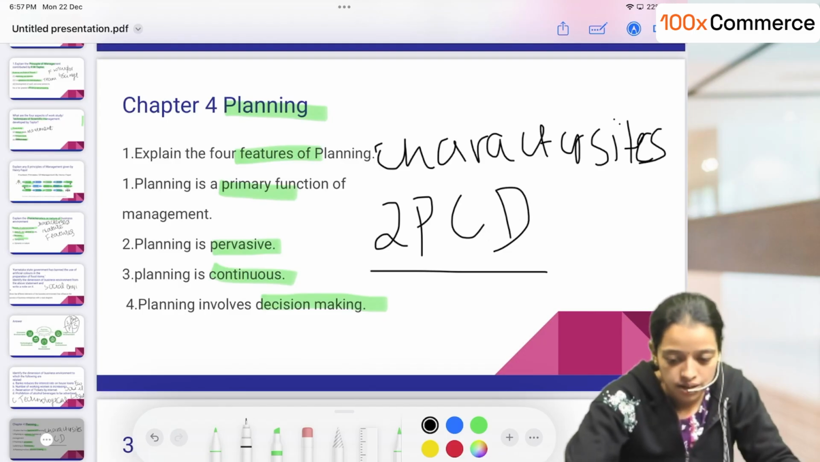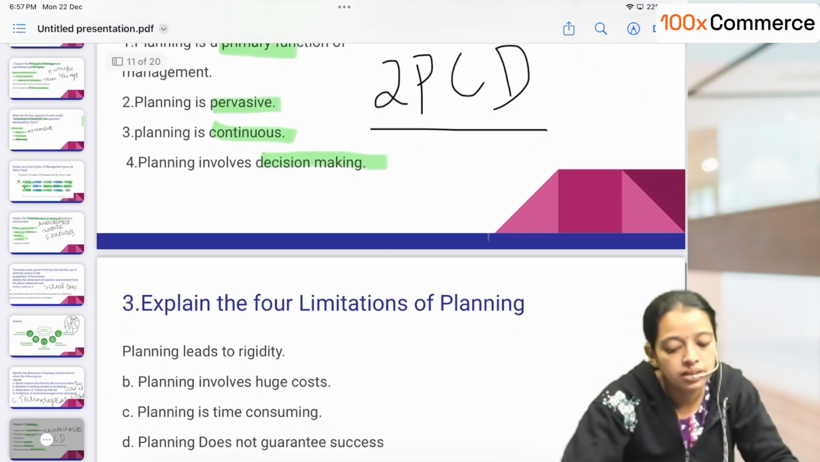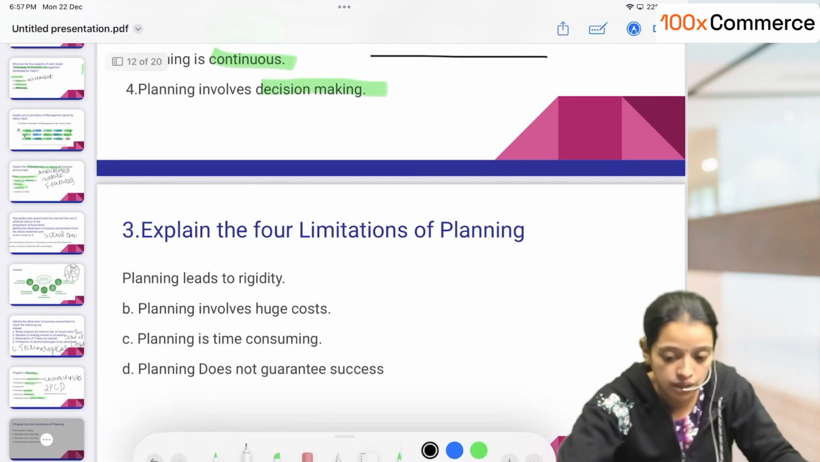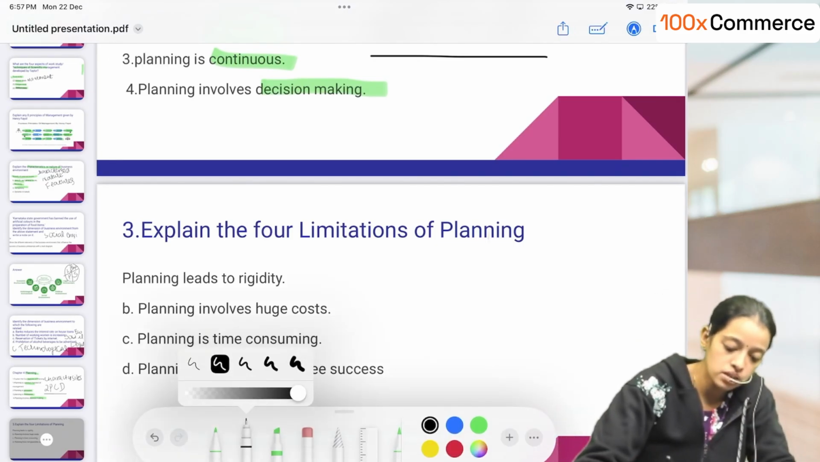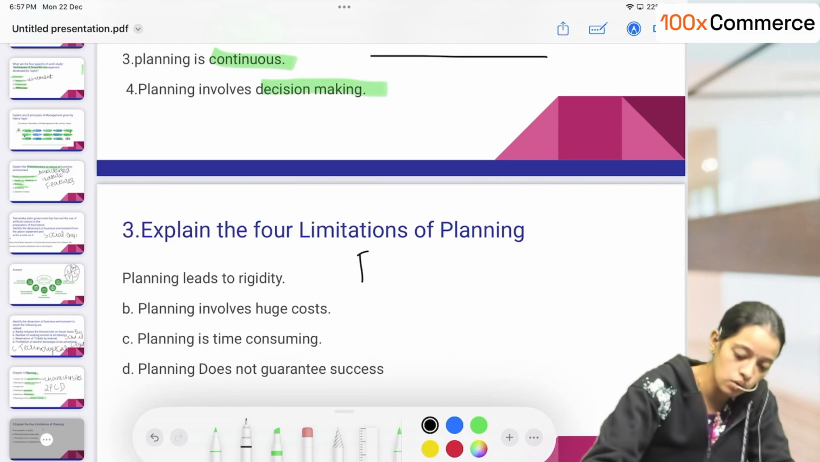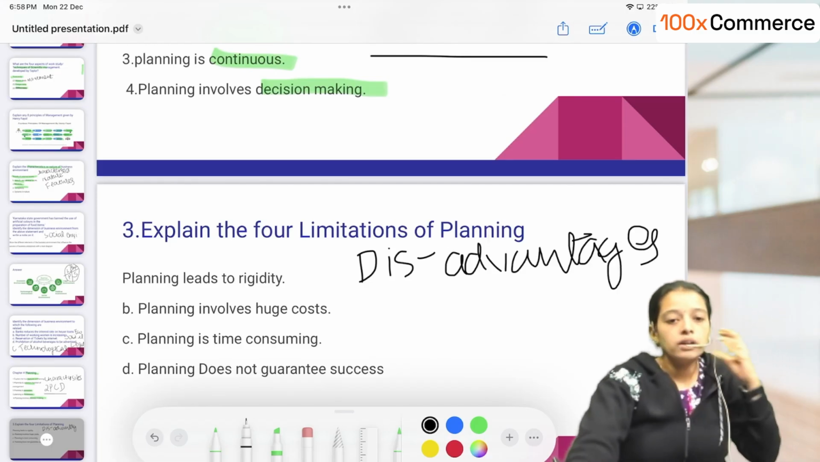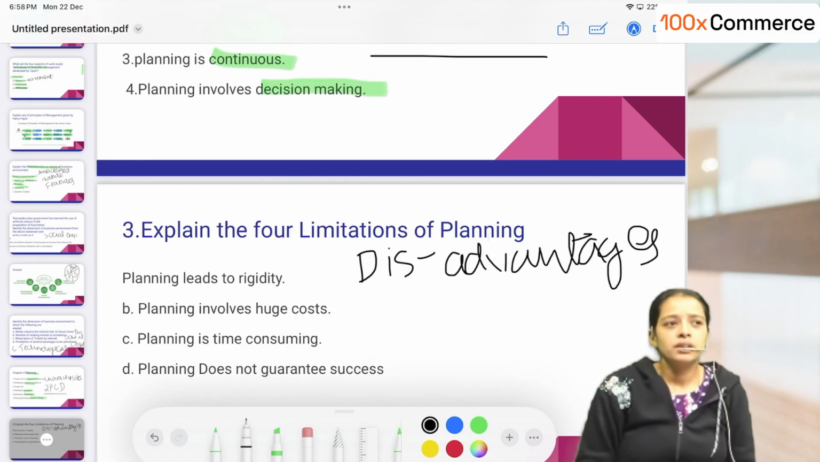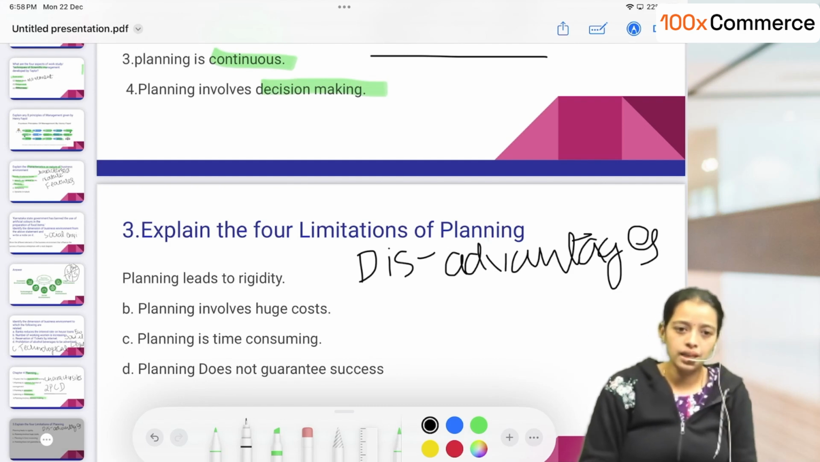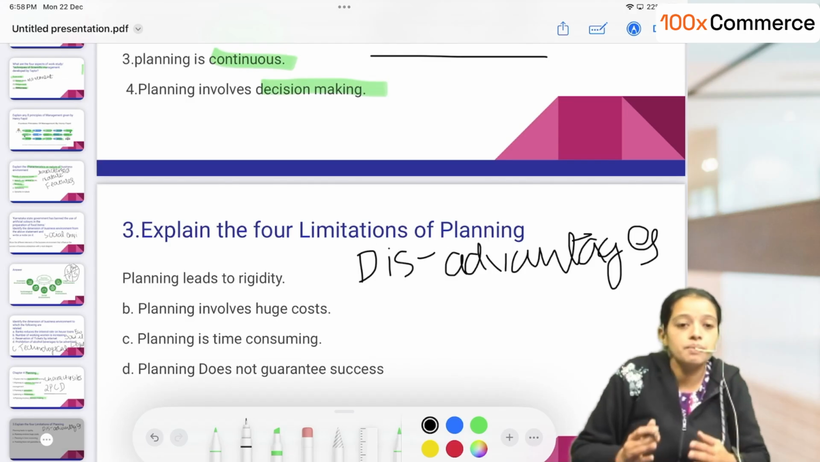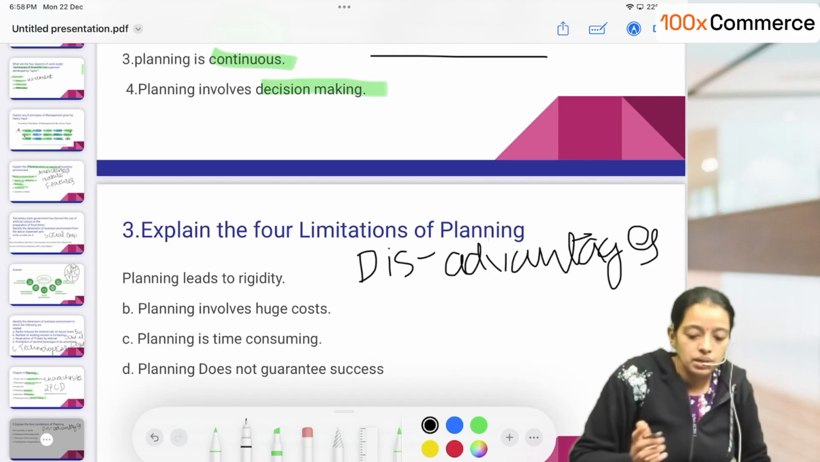Coming to the next question, explain 4 limitations. So they have asked you the question on limitations. Limitations can also be asked as: explain any 4 disadvantages of planning. Or sometimes they ask: in spite of advantages of planning, planning has some negative aspects, explain that. The question can be asked in multiple ways, but the answer remains the same.